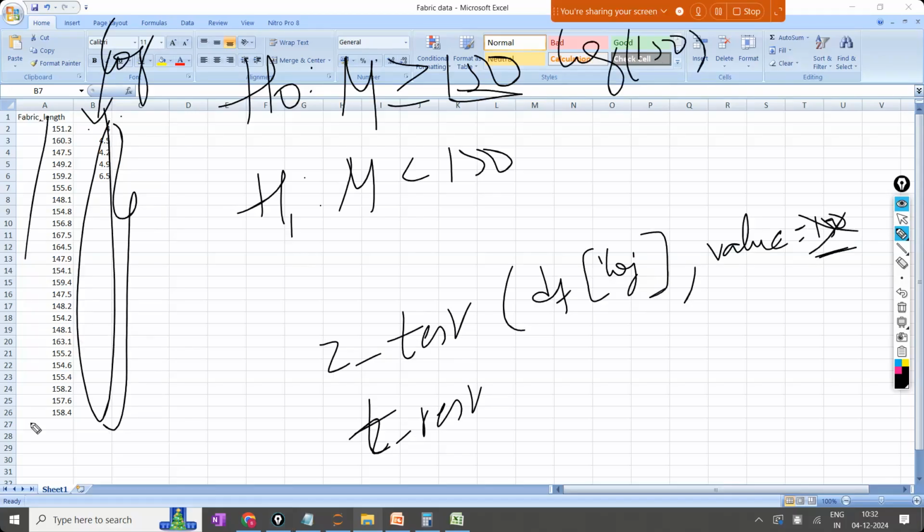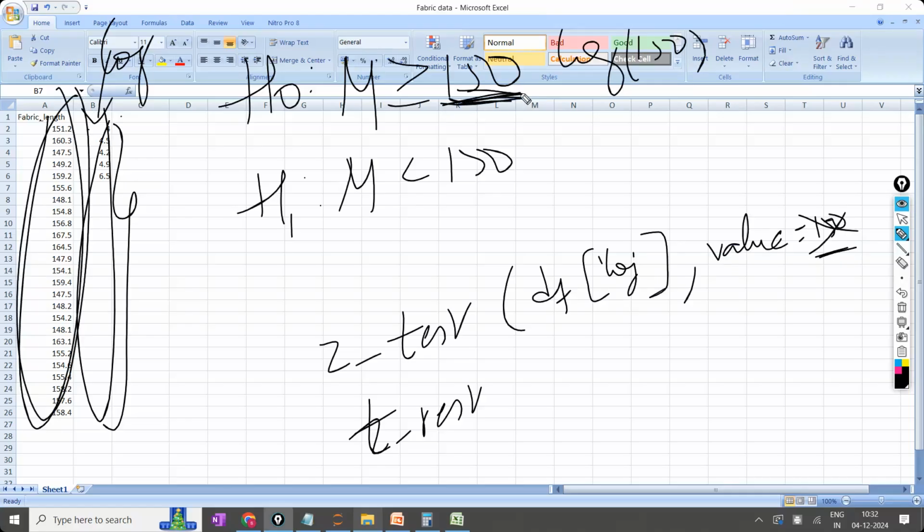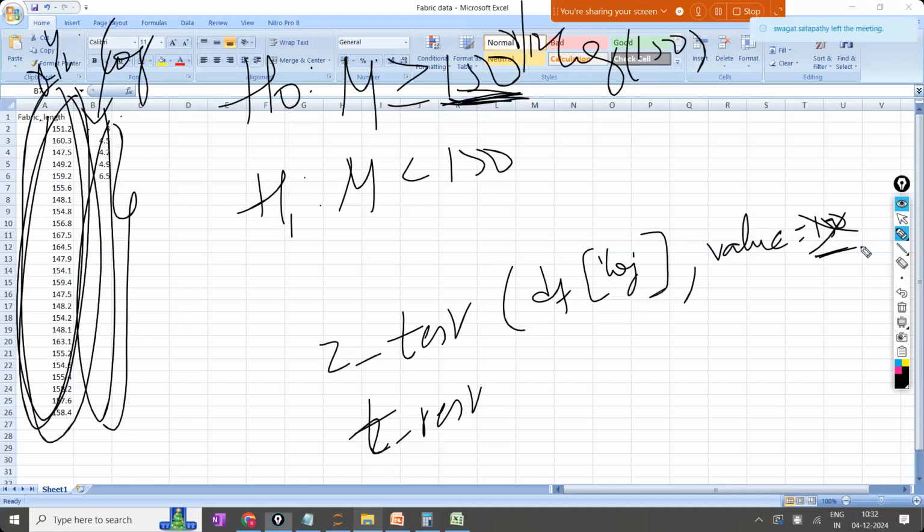That number you have to write here. When you convert the original data to log, this question also will be converted to log. When you convert this data to exp, this one also will be converted to exp. When you convert this data to x to the power of 1 by 12, this one also will be converted to 1 by 12. That value you have to write here. You should not write the original value; you have to write the converted value. Otherwise, every value will be less than 150 only, and automatically your null hypothesis will be rejected every time.